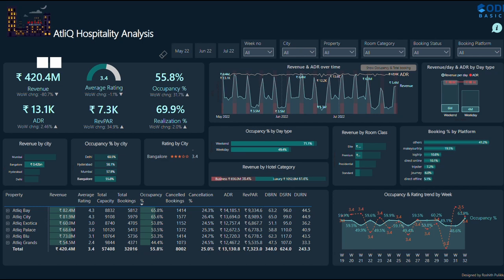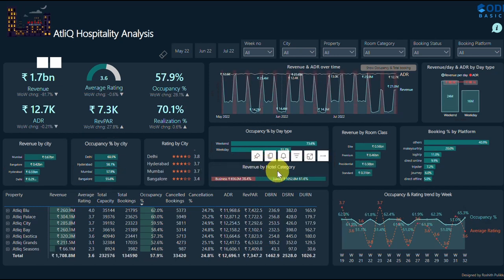Addressing these issues to improve customer satisfaction should lead to higher ratings and consequently increased occupancy. This example illustrates how identifying a low performing area like Bangalore can lead to pinpointing specific underperforming hotels and ultimately uncovering the underlying reasons and potential solutions, all derived from the data within this dashboard.